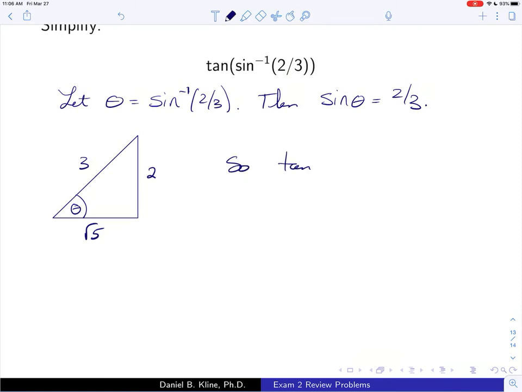And then so we can say what? Tangent of the inverse sine of 2/3 is equal to tangent of theta, because that's what inverse sine of 2/3 is, and tangent of theta, just look at the triangle and say opposite over adjacent, and so you're going to get 2 over root 5. Am I going to leave the root 5 downstairs? Why, yes I am. And we're done with the review.